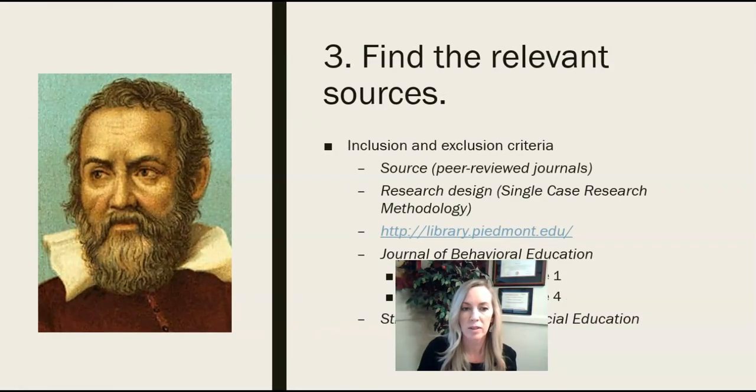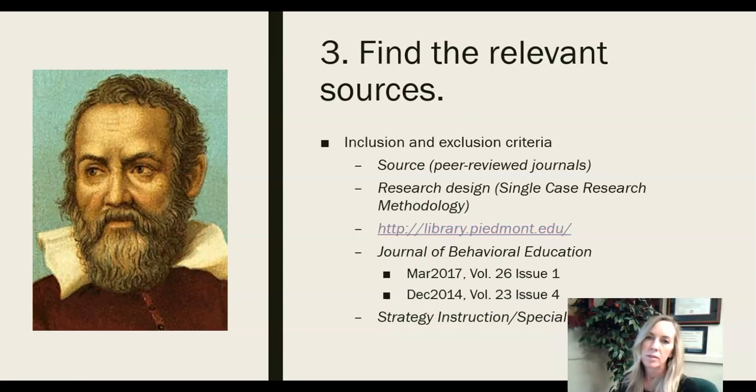Then you want to find your relevant sources. In order to find the relevant sources, it's important that you determine your inclusion and exclusion criteria. Which articles are you going to include? Well, you want to make sure that you're getting peer-reviewed articles. So you want to make sure that the journal is reputable and has a process of having experts review manuscript submissions to determine the quality to be published.